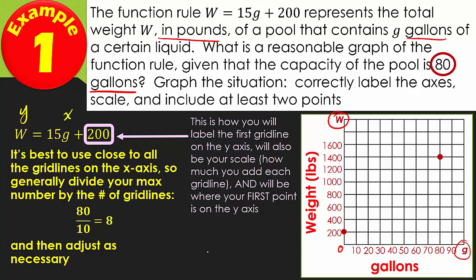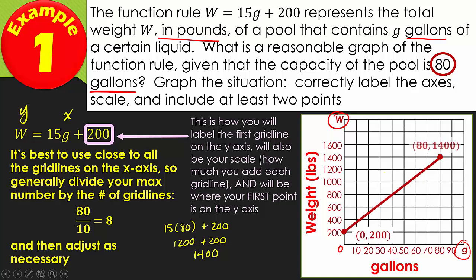So if 80 is our x value, or in this case G, I just took 15 times 80 plus 200. 15 times 80 was 1200 plus 200, which gave me a y value of 1400. So that's how I knew to put the point there. Now that I have 2 points, which I'm going to label, I can draw in that line there. And I'm done. I've done everything it's asked me to do.